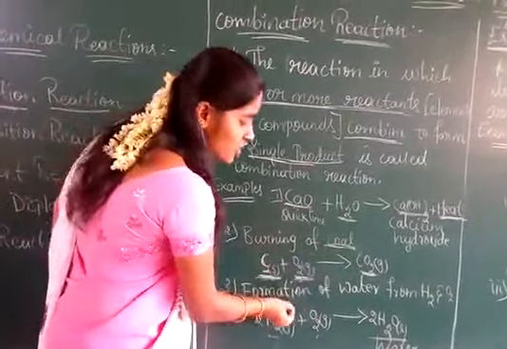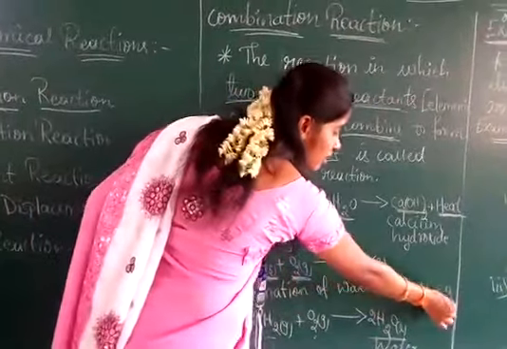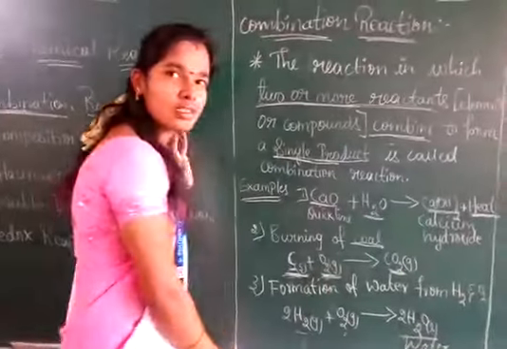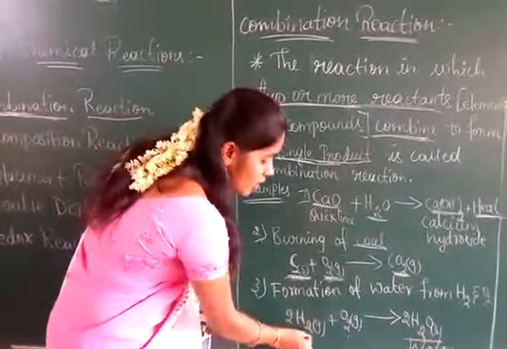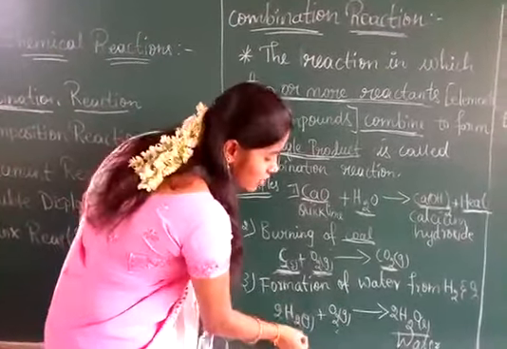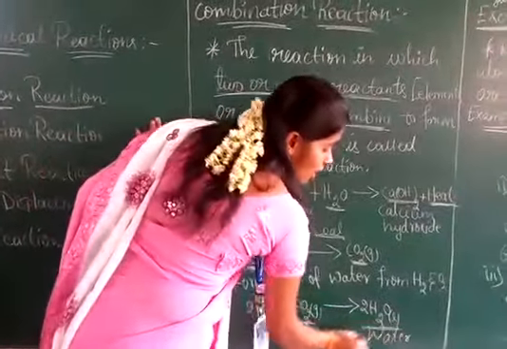The next, third one, is formation of water from hydrogen and oxygen. Hydrogen's molecular formula is H2. Hydrogen reacts with oxygen and it will give water.